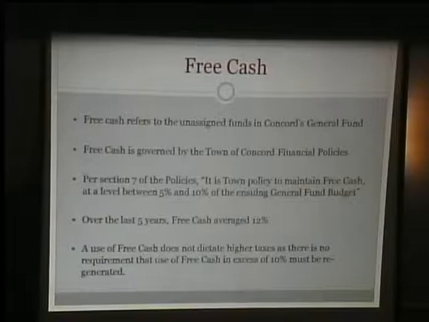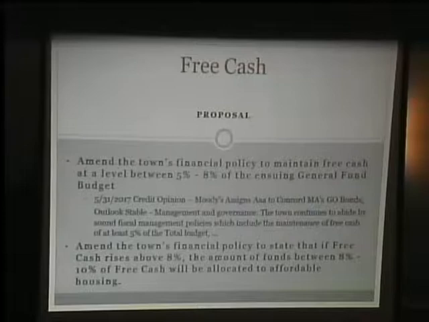One of the things that we're looking at is, how do we amend the town's financial policies to change that range of free cash? Instead of 5 to 10%, what if we do 5 to 8%? And in so doing, this would still keep us in line with our credit rating.